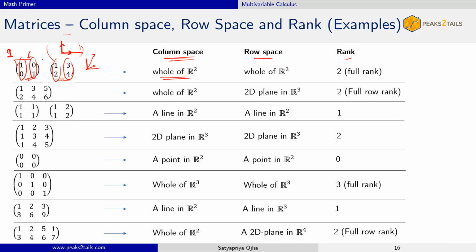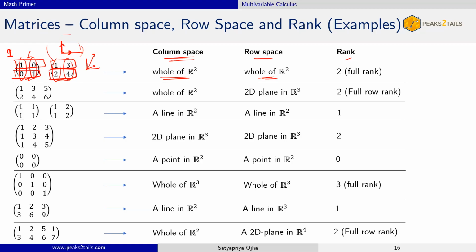Look at the row space. Row space would be like this. Take this vector and this vector. Again, 1, 0, 0, 1, so no difference. If you look at this one, 1, 3, 2, 4, slightly different vectors, but still independent. Both vectors are linearly independent, so the row space is also the entire R square.